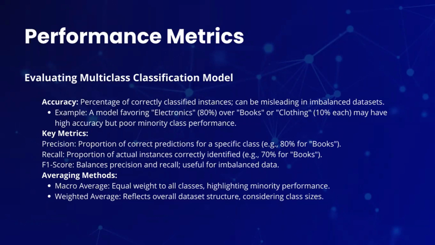This tool compares actual versus predicted classes and highlights errors. For example, it might show that books are often misclassified as clothing, suggesting similar features between these two categories. Finally, analyzing these metrics helps identify areas for improvement, such as rebalancing the dataset, engineering better features, or adjusting model parameters. Combining these metrics provides a complete picture of the model's performance, ensuring it performs well across all classes and not just the majority ones.